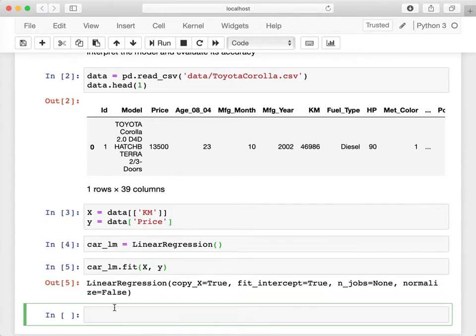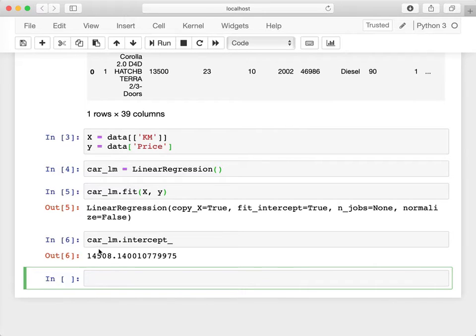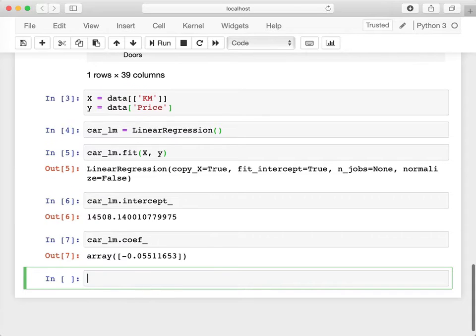So to look at the model, we need to look at its parameters. This linear regression has two parameters. The intercept is going to be 14,508, and the coefficient, which is a coefficient of only one variable because we only have one variable, which is the KM. That intercept means that the average price of a car is 14,508, and we can double check by looking at the data and calculating the mean here.